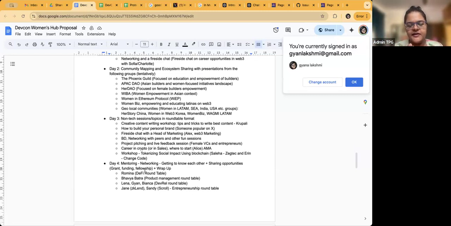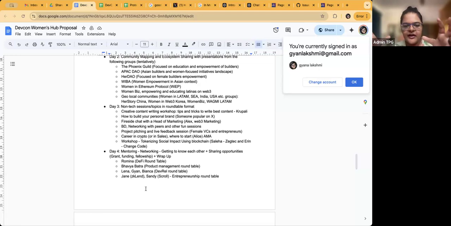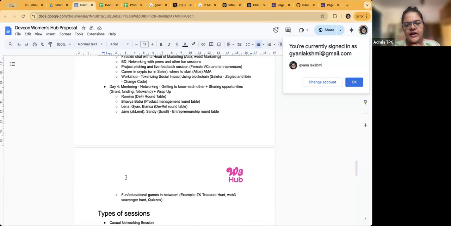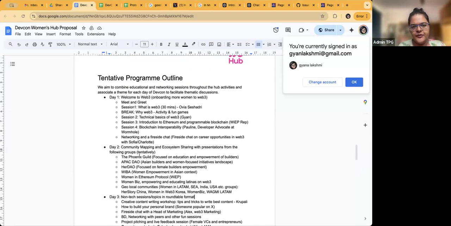And day 4, mentorship is more around small round tables. We don't have tables now, so it's like those small round cubes or whatever. And we just have people who are interested in specific topics. We invite experts from those topics, and people will just sit around and talk about that subject for a couple of minutes. These subjects could vary from DeFi, product management, how to become a good DevRel, maybe how to start your own community. Jane from Zkland is a founder, so maybe an entrepreneurship roundtable, and stuff like that. So this is the way we have kind of mapped the beginning.